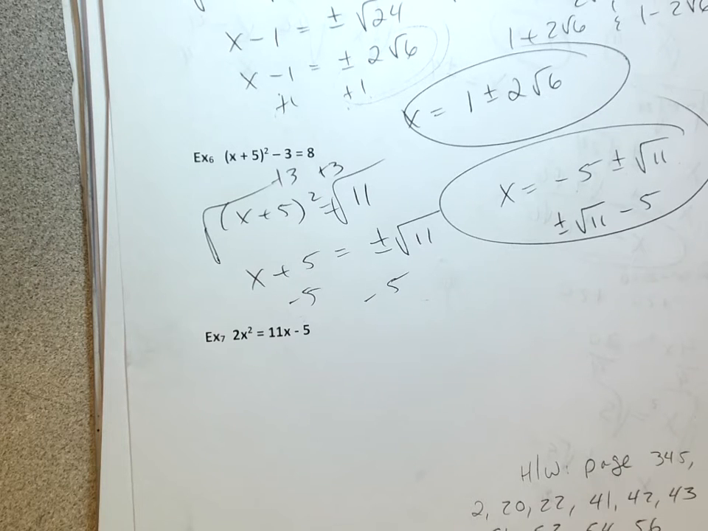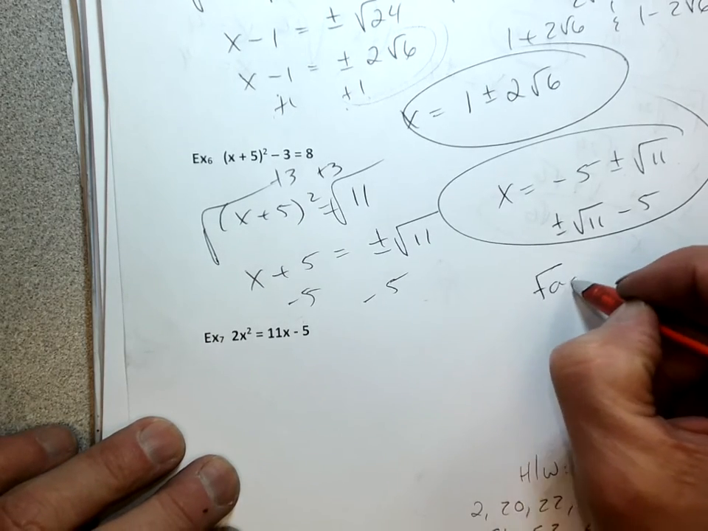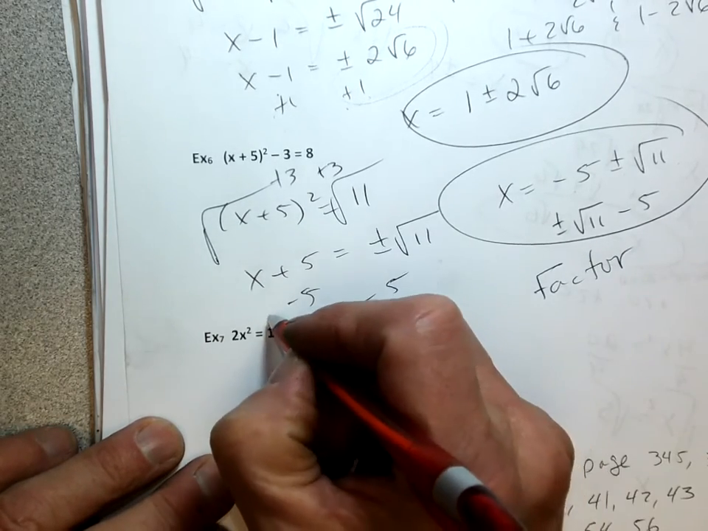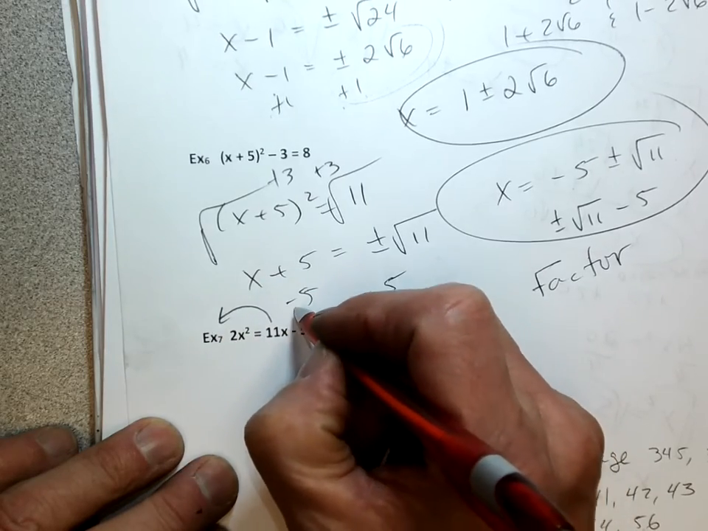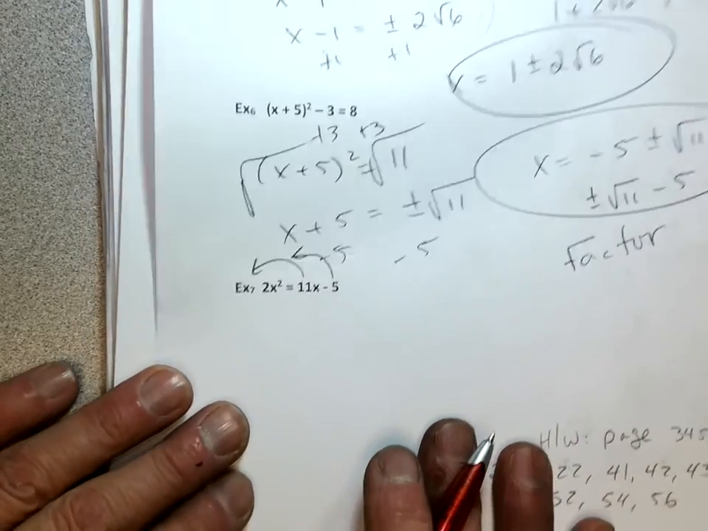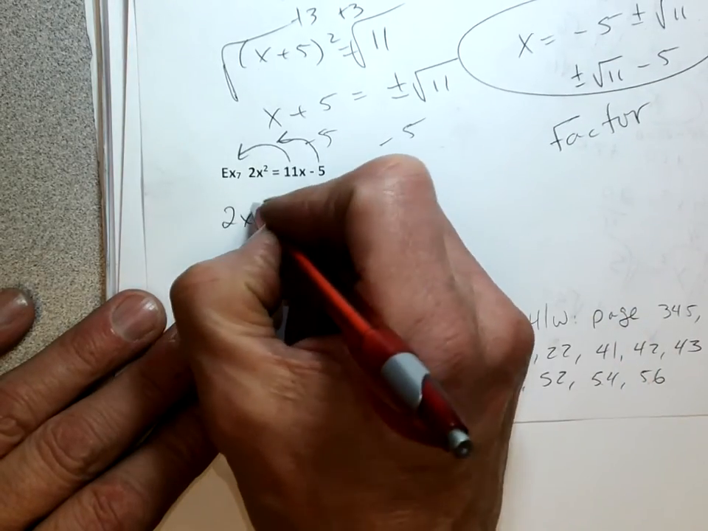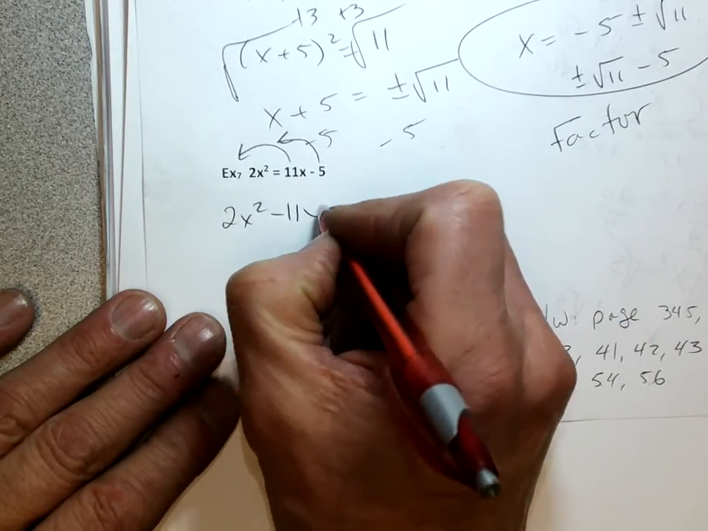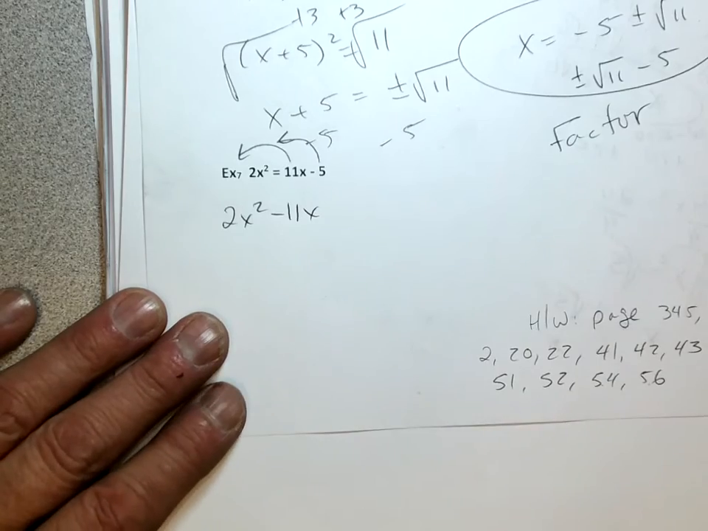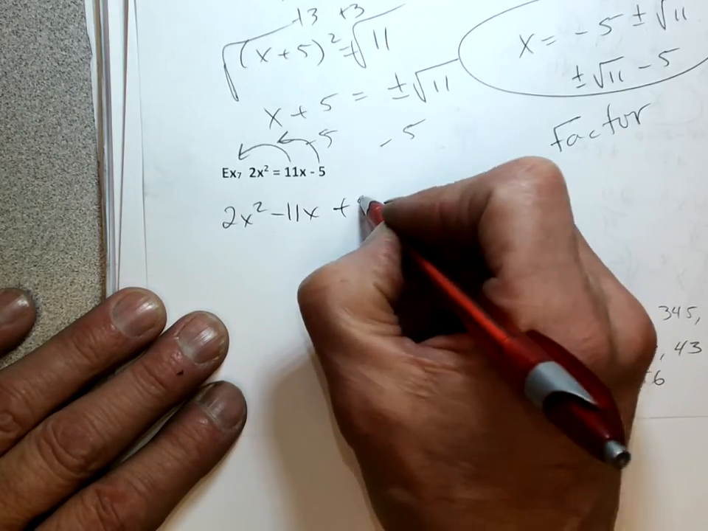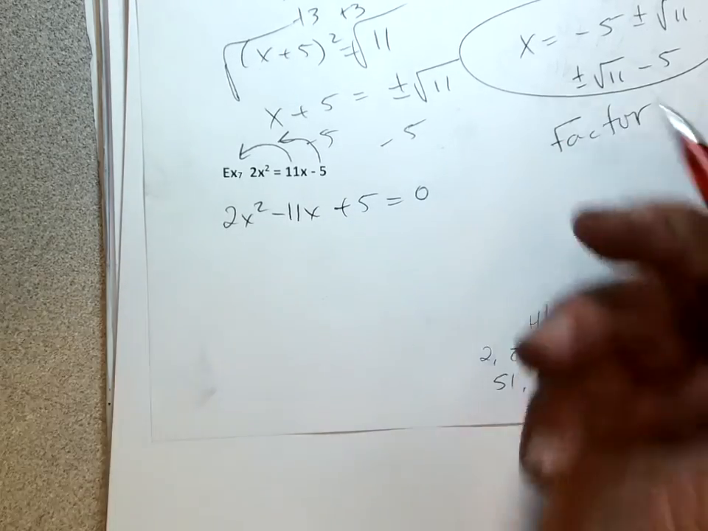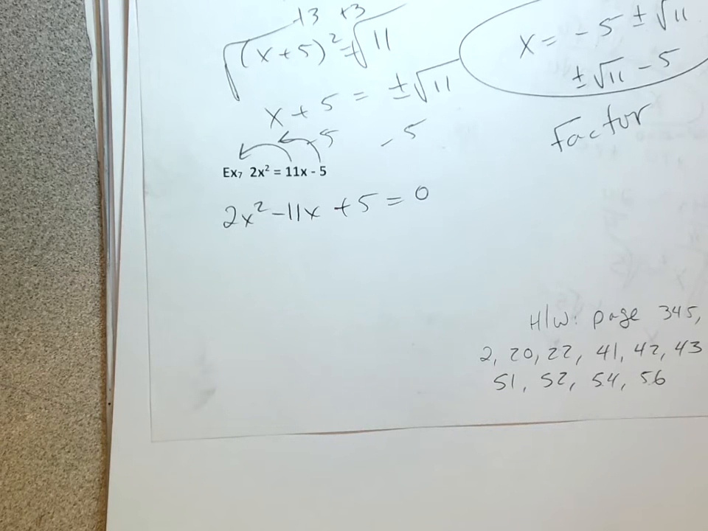Okay, if we want to factor this, we do want to factor. So let's bring this back over, because if we want to factor it, we need everything on one side. So I have 2x squared minus 11x, because I have to subtract it to bring it over, and plus 5 equals 0, because we brought everything over, okay? This is yesterday's stuff. It's just a little review of what we did yesterday.